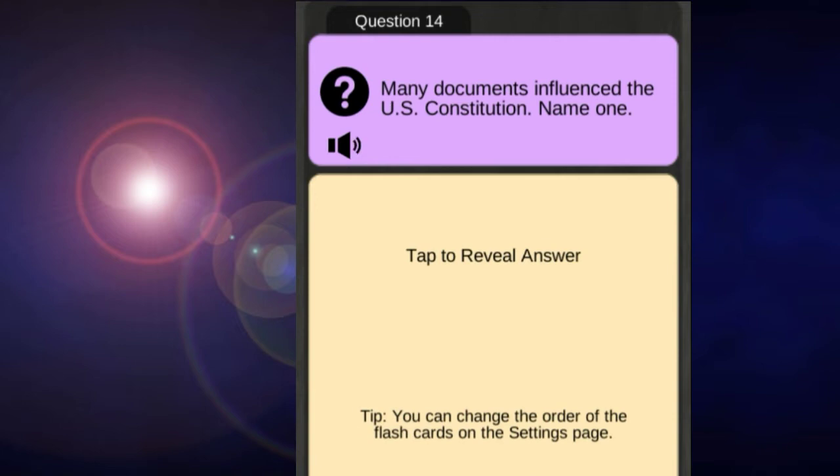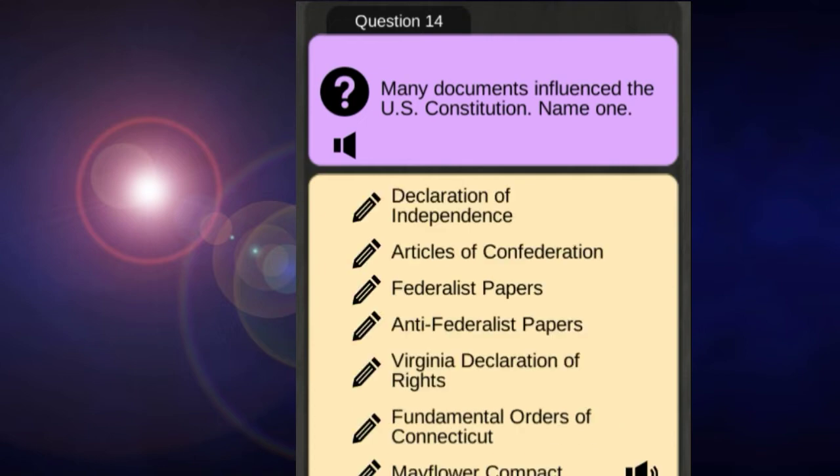Many documents influenced the U.S. Constitution. Name one. Declaration of Independence. Articles of Confederation. Federalist Papers. Anti-Federalist Papers. Virginia Declaration of Rights. Fundamental Orders of Connecticut. Mayflower Compact. Iroquois Great Law of Peace.